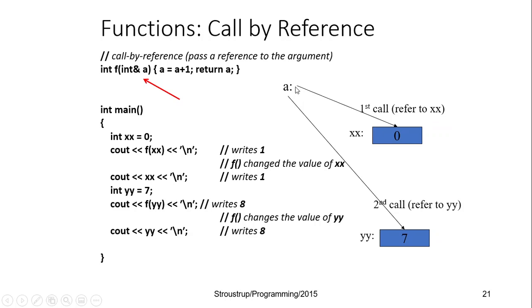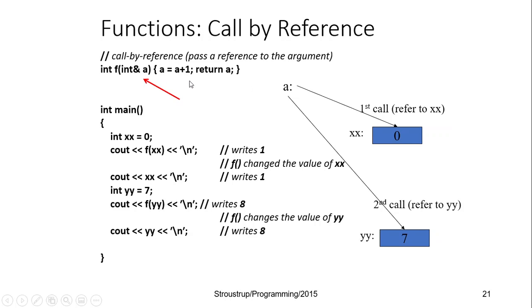ठीक है, a में xx का एड्रेस जा रहा है, तो उसका असर नेट रिजल्ट क्या होगा कि now function f has access to the variable xx, it can change xx. A copy of xx is not being made. ठीक है, the address of xx is passed to function f. So now a is basically xx. A is just another name for xx. A is an alias for xx. And function f जो है वो xx वेरिएबल को a के नाम से पुकारेगा.